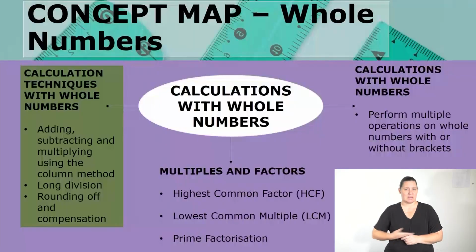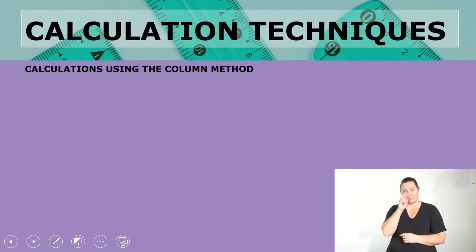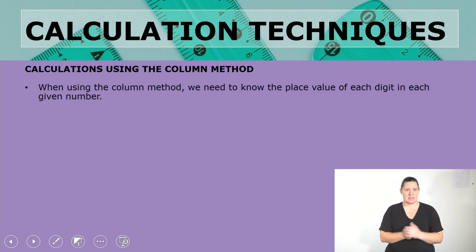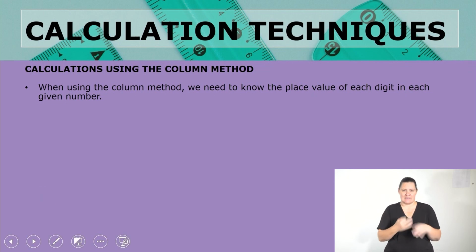So let's look at the first part of our lesson, and that is calculation techniques with whole numbers. The first thing we're going to look at is calculations using the column method. When using the column method, we need to know the place value of each digit in the given number.